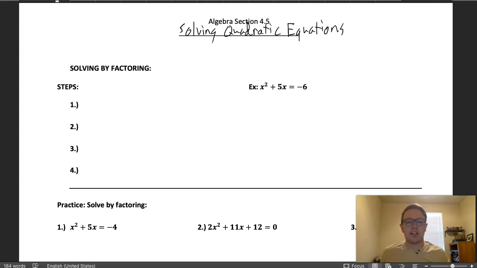Welcome back, folks. Today we're going to be talking about solving quadratic equations. Now we're going to jump in by trying to figure out the steps for solving by factoring. Our first step is going to be make one side equal to 0.